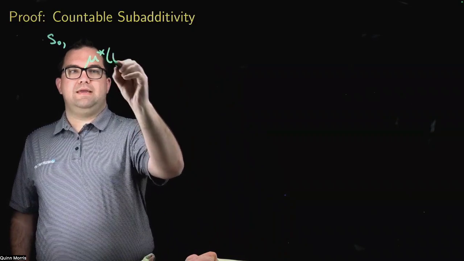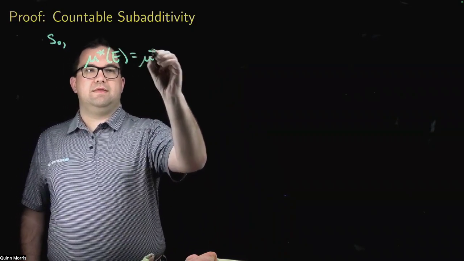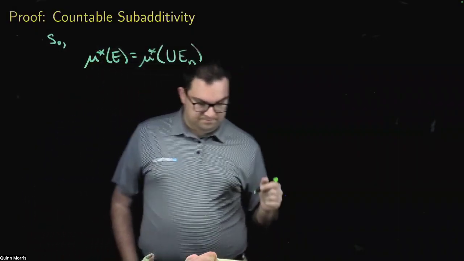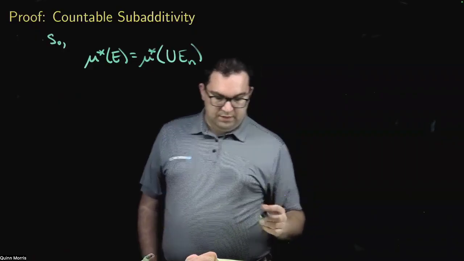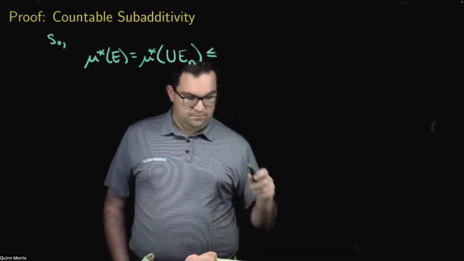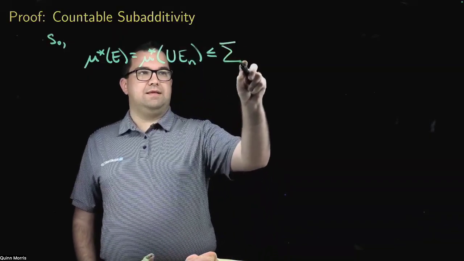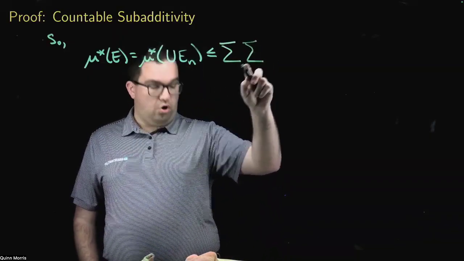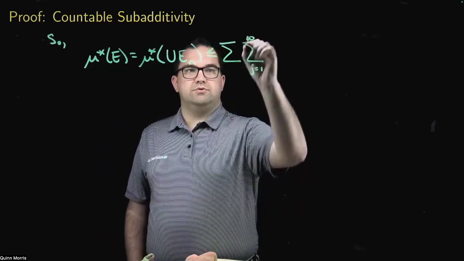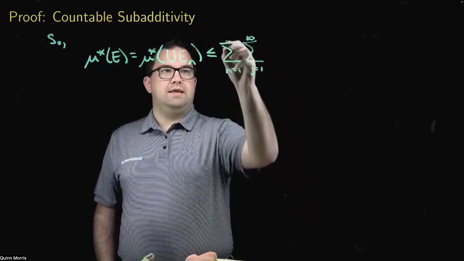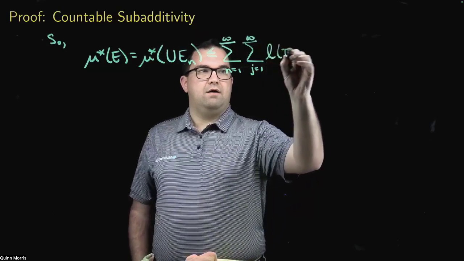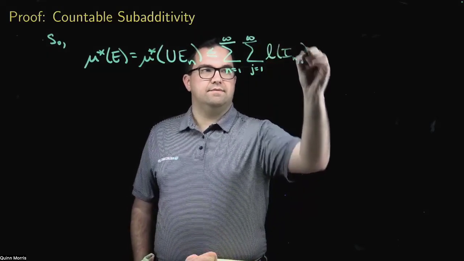outer measure of E, that's really, E is the union of the E_n's. This will be less than or equal to adding up the lengths of all of those little subintervals, all those little open intervals. So from j equals 1 up to infinity and n equals 1 to infinity, the lengths of the I_{nj}'s.